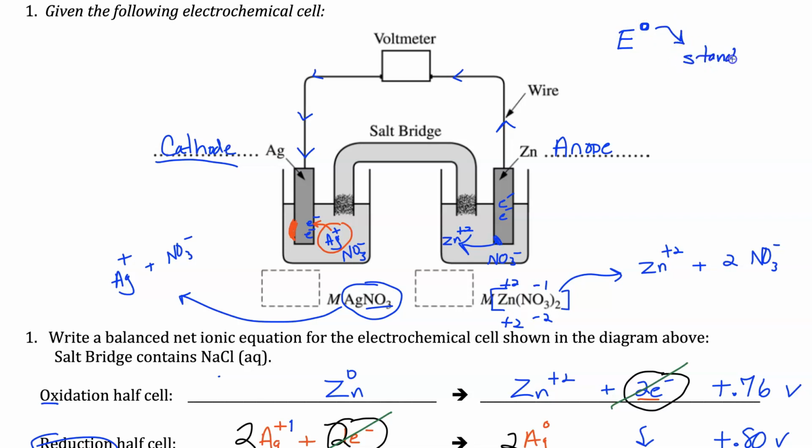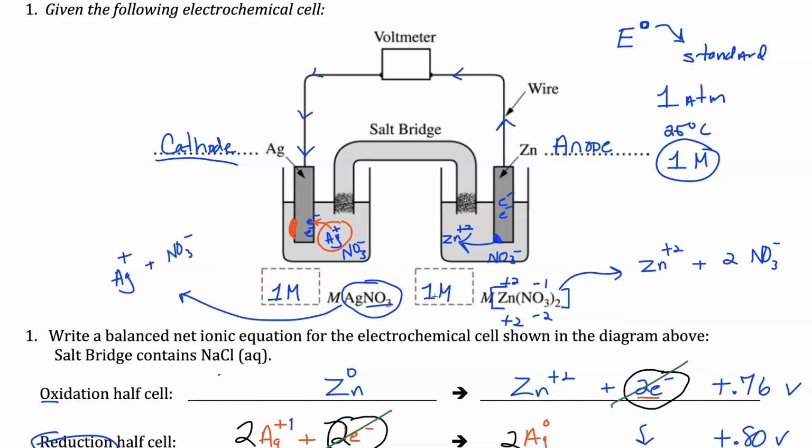And the standard conditions that they used in the experiment to measure the individual half reaction voltages are based on 1 atmosphere of pressure, 25 degrees Celsius, or 295 Kelvin, and 1 molar solutions. So these are both 1 molar solutions. Okay, and so that's where that comes from.